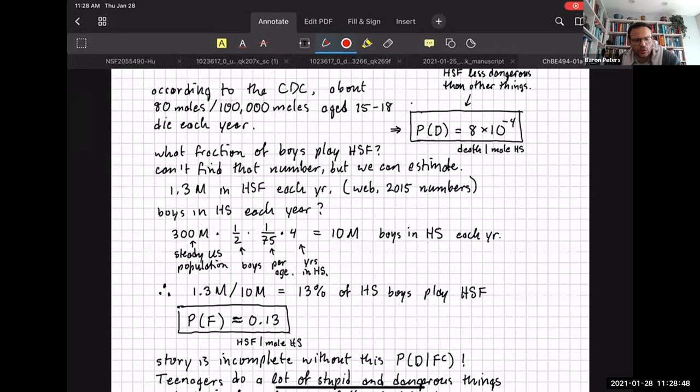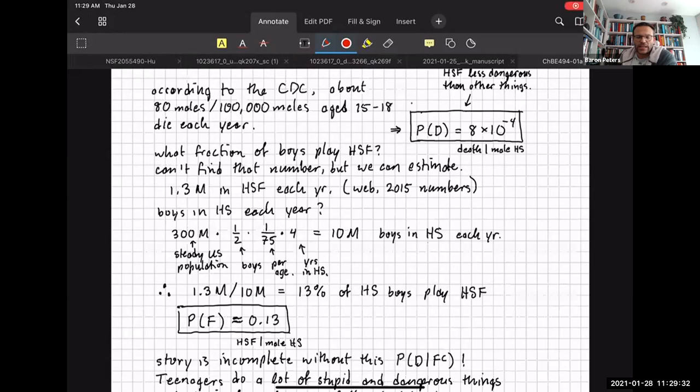Now, how many boys are in high school each year? Remember, everything was based on this per 100,000 basis. The number of boys in high school each year is a hard thing to estimate, but we can do it. We can say the US population has been 300 million people for a long time, and let's assume that it's basically steady state. So we have 300 million people as our steady population. Half of them are boys. So the number per age is 1/75. That's based on a 75-year lifespan. And the number of years that each person spends in high school is 4. I am not distinguishing people who finish high school from those who don't.